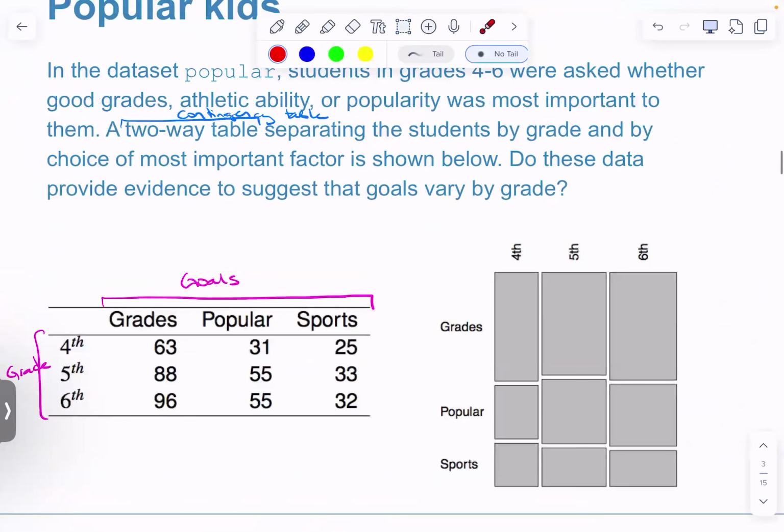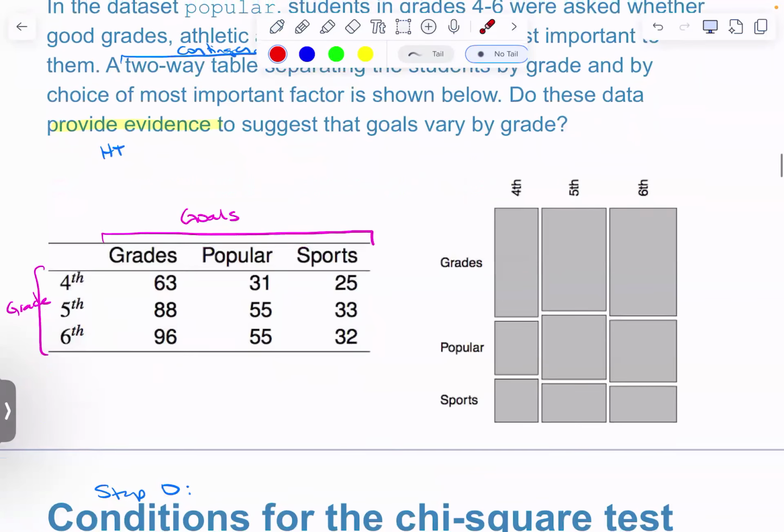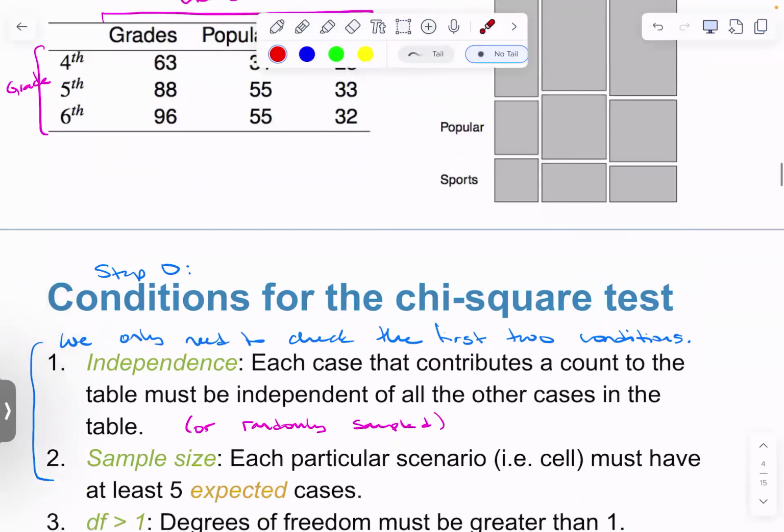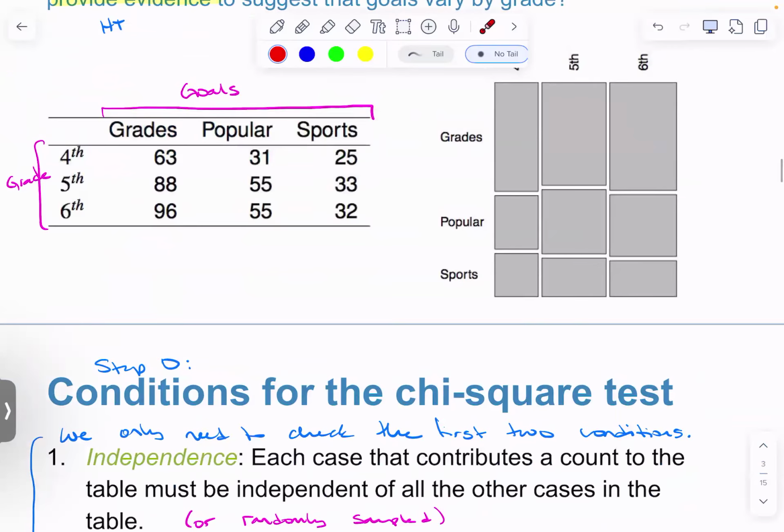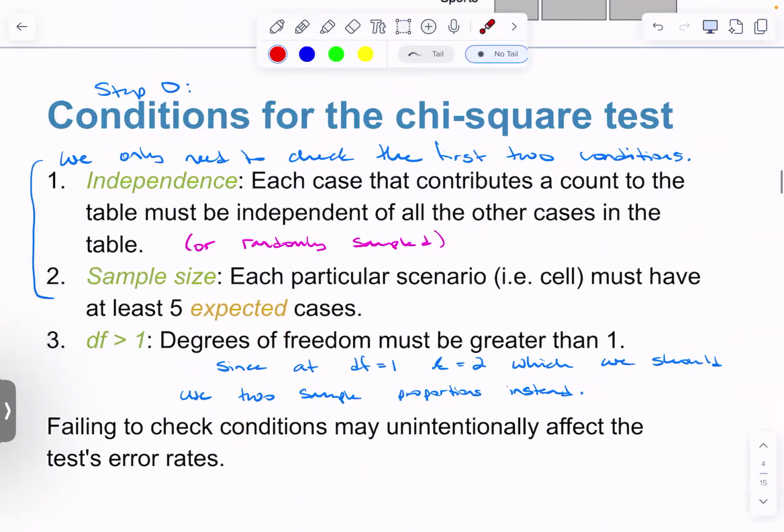As soon as we see "do these data provide evidence," that tells me I have to do a hypothesis test. Let's start there. When I see a contingency table, there's really only one thing that I can do with it, and that's a chi-squared test of independence. What's really nice about the chi-squared is we only do hypothesis testing. We don't do confidence intervals, just because it's not symmetric.